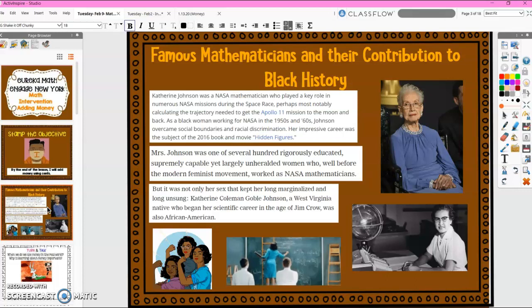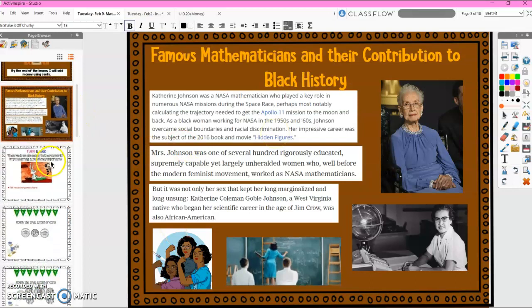So this is a big win for African Americans and for women because for one, she was a woman and it was rare that women worked for NASA. And then two, she was a Black woman. So it was even more rare to have an African American woman work for NASA and make calculations and help men get to the moon. So she made a big contribution to Black history. If you would like to know more about her, there is a cool movie that you can watch called Hidden Figures. All right, let's go ahead and get started.